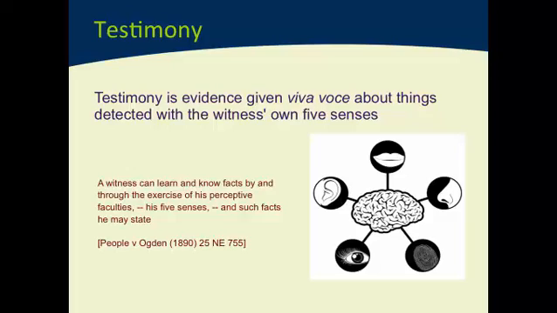Witnesses can generally only talk about things they've detected with their own five senses. So things that they have seen, heard, smelt, touched, or tasted. Anything that they haven't experienced directly themselves, witnesses generally can't give evidence about. We'll find later on in the course that because this is evidence law, there's always exceptions to the rule, but generally speaking, testimony is evidence given about things detected with the witness's own five senses. I've pointed you on the PowerPoint slide to a case called the People in Ogden.